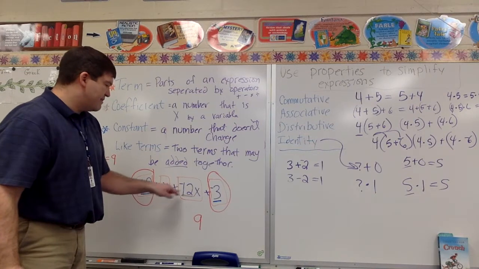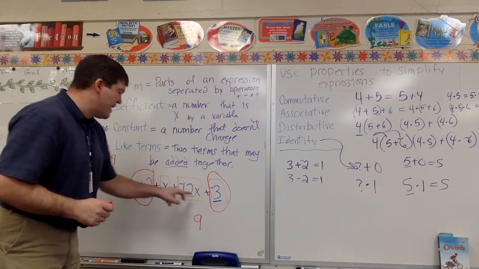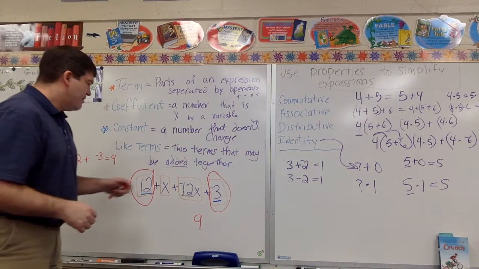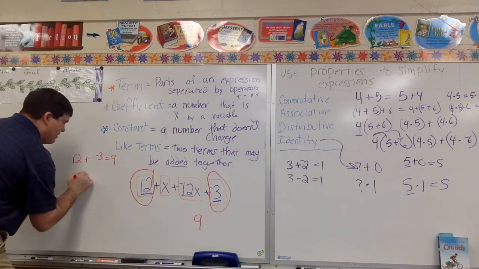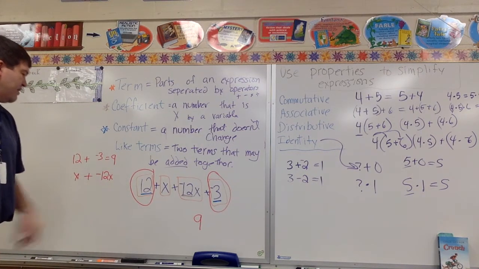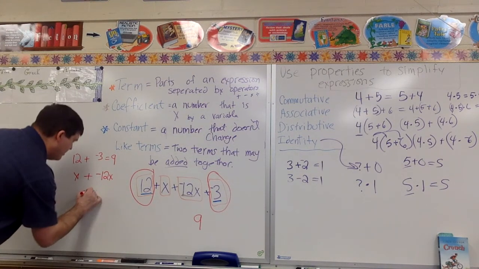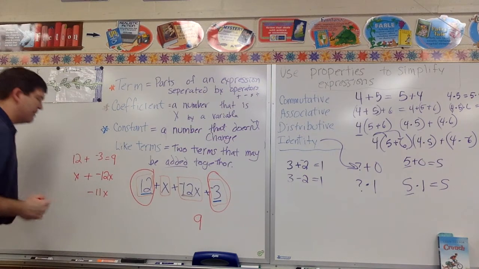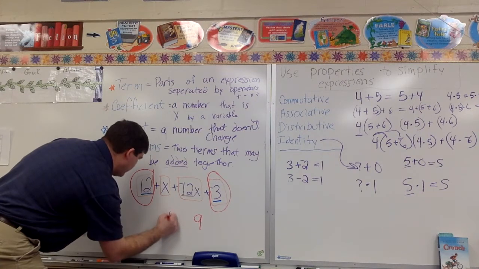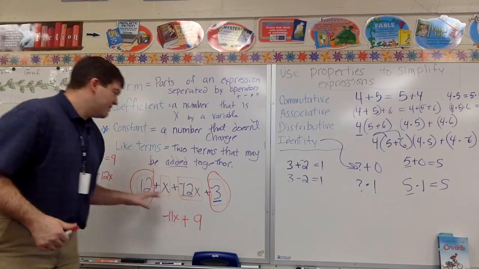Then I have an x here and an x here. These can go together because they have the same variable, so that makes them like. So I have an x plus negative 12x. I have a positive x here, and I'm adding that to negative 12x. So that will be negative 11x. So negative 11x plus 9 is this simplified.